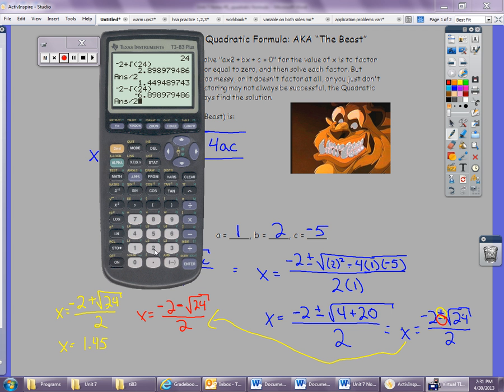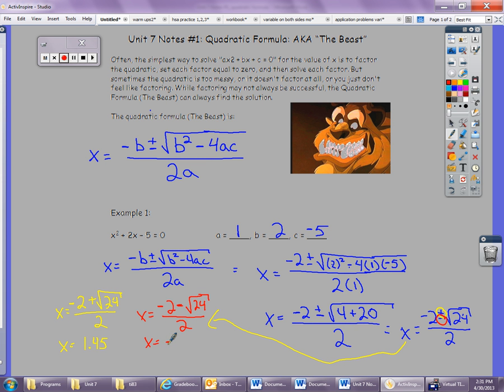And we divide that by 2, and it gives us negative 3.45. So x equals negative 3.45. So now our answer to this question, all right, what can x be? Well, x can equal 1.45 or negative 3.45. So x is about one of those two to give us our solution of 0.